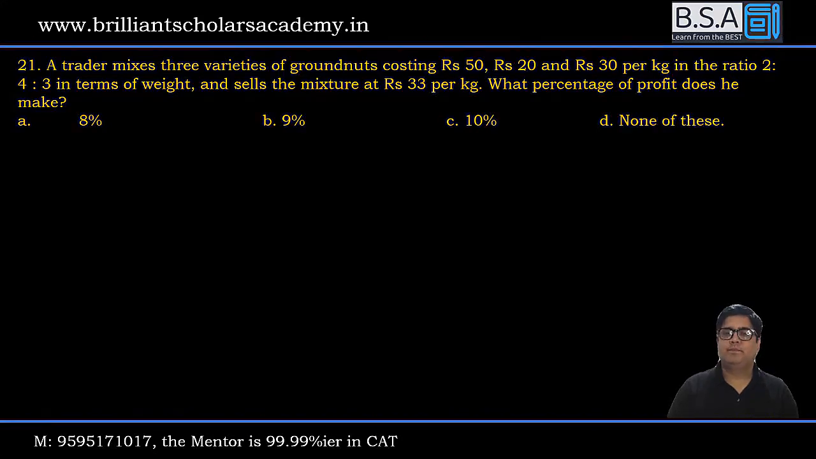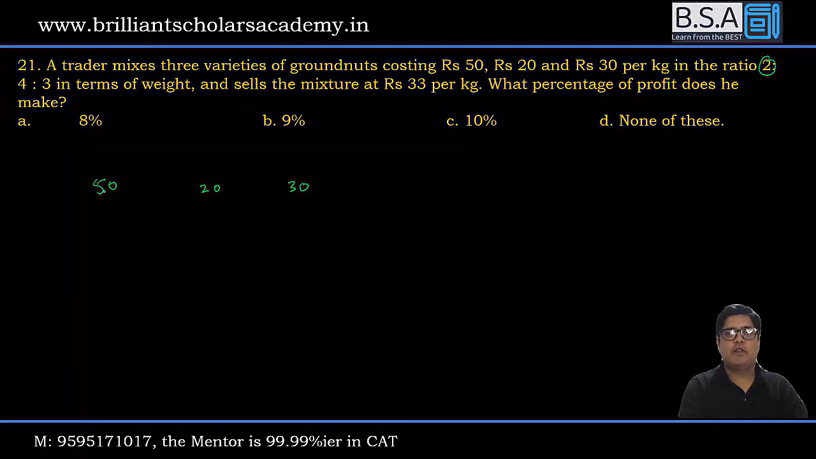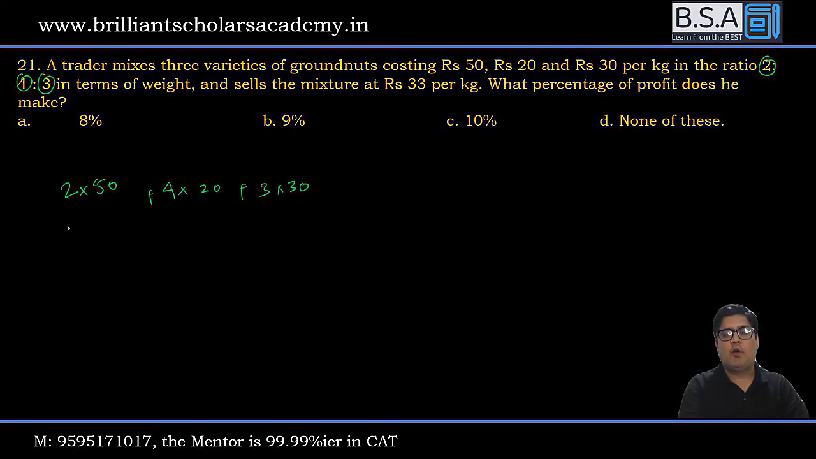Good. So we are saying price is 50 rupees, price is 20 rupees, and price is 30 rupees. What are the quantity ratios? 2 units, 4 units, and 3 units. How much total quantity do we get? 2 plus 4 plus 3. 2, 4, 3, 9 units.